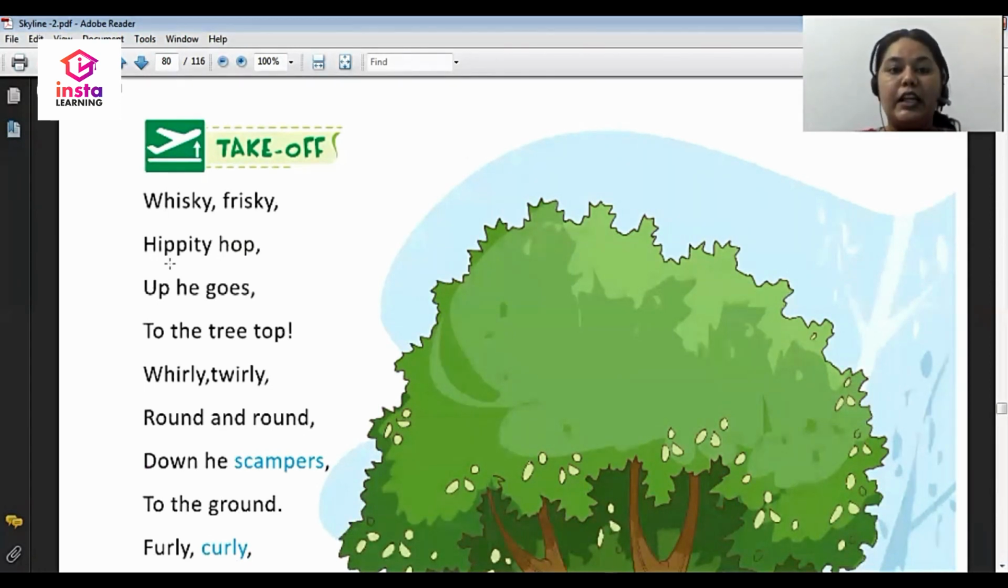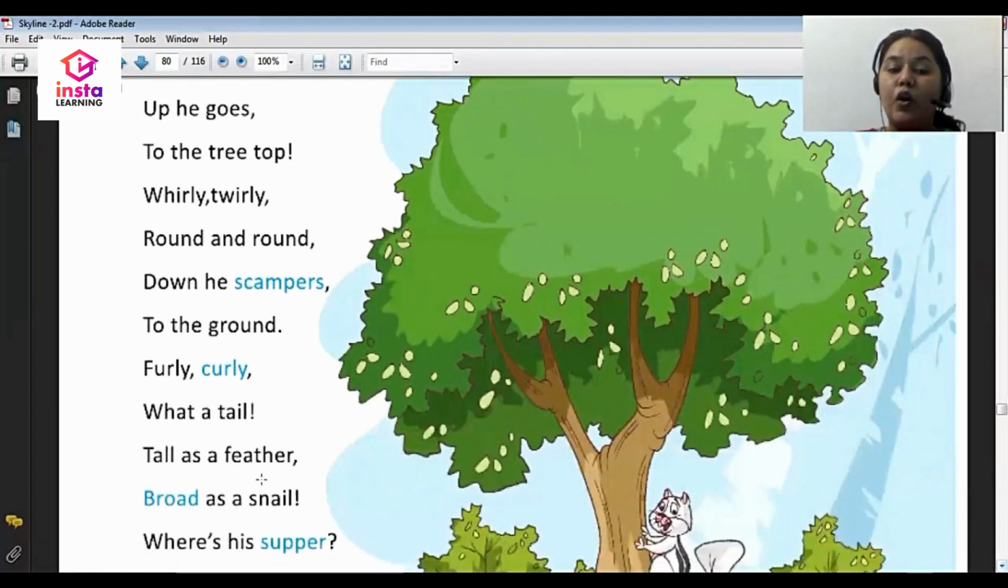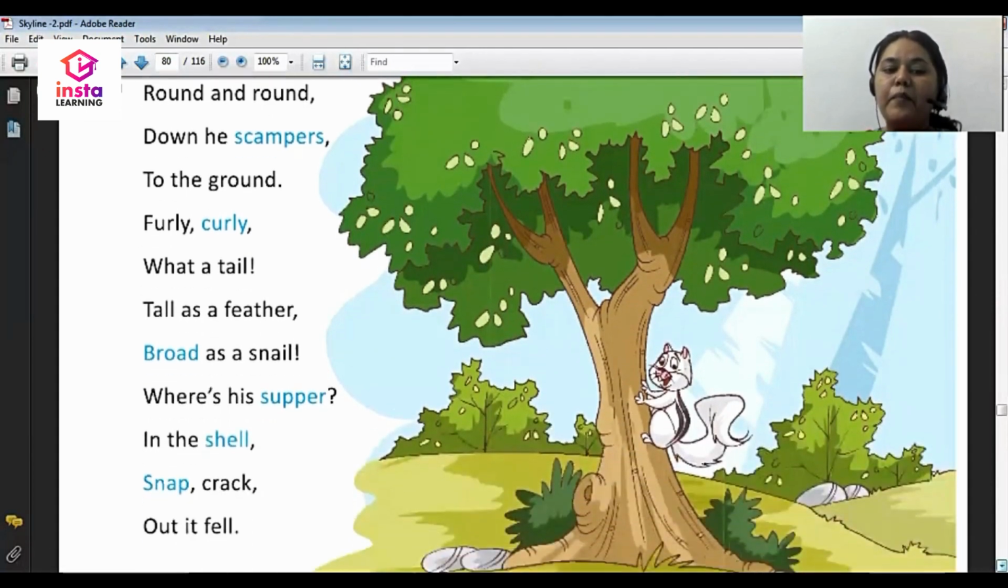Whisky frisky, hippity hop, up he goes to the treetop. Whirly twirly, round and round, down he scampers to the ground. Furly curly, what a tail, tall as a feather, broad as a snail. Where is his supper? In the shell. Snap, crack, out it fell.